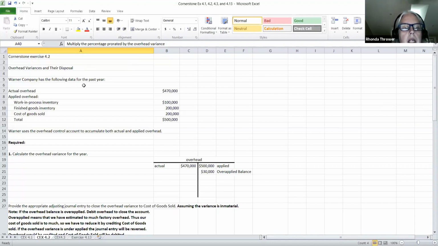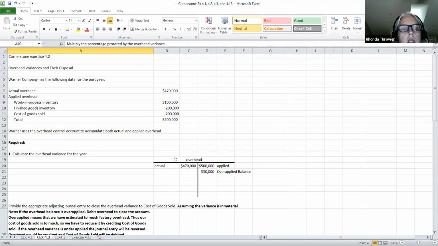This is the Warner Company, and they've given you this information. They've given you the actual amount of factory overhead. So what I did is I created a T account, and on the left-hand side, I record the actual amount of my factory overhead, because overhead is an expense. It's going to go up on the debit side. So I just put what they gave me in as my actual overhead on the debit side of this overhead account.